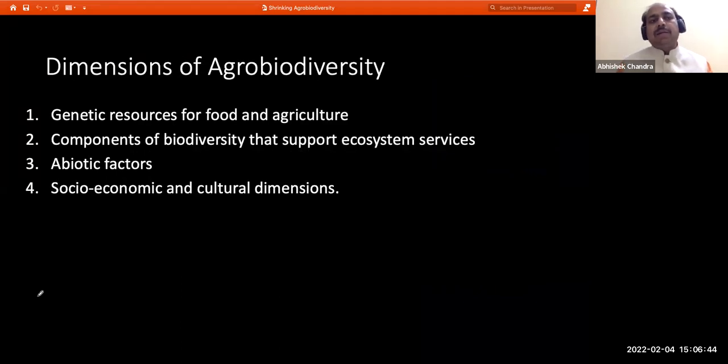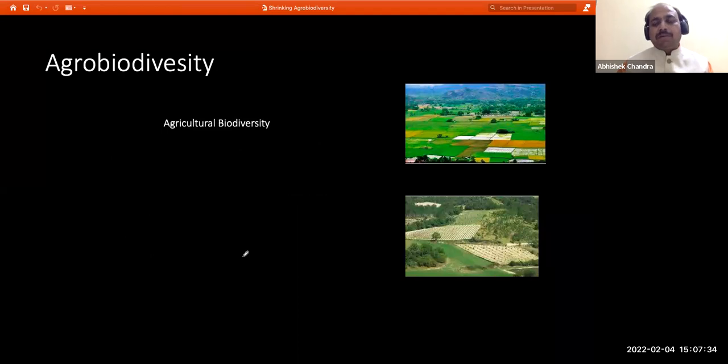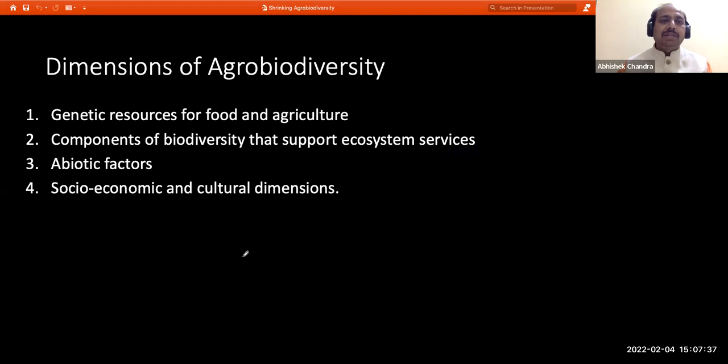The dimensions of agrobiodiversity we focus on are the genetic resources for food and agriculture, a component of biodiversity which supports ecosystem services. Ecosystem services is itself a bigger term, and to understand it, the human lifespan of 70 to 80 years is very short, so it is a very big phenomenon. And there are abiotic factors which influence the dimensions of agrobiodiversity, because it is a managed ecosystem. And all the farmers depend upon socioeconomic and cultural dimensions. So that is the overview, from biodiversity to agriculture, agrobiodiversity, and then its dimensions.